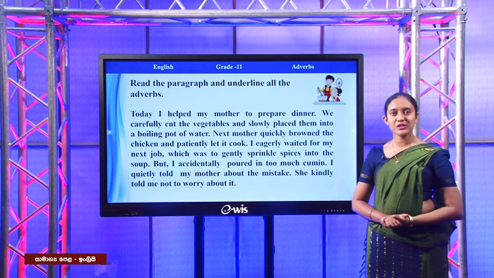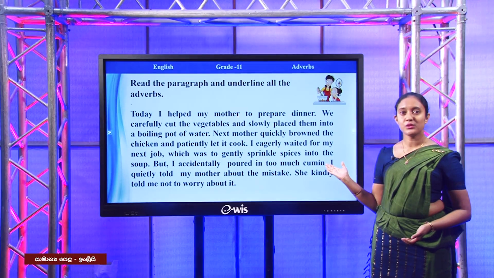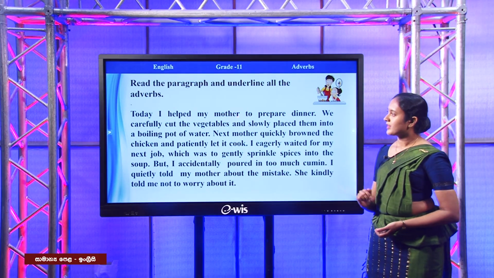Now, I am going to give you a simple activity. Here, you can see a paragraph on the screen. So, you have to read the paragraph carefully and underline all the adverbs. Let's read the paragraph first. While reading, you can pick out the adverbs.